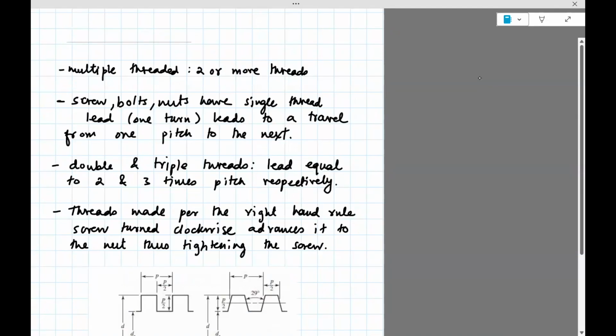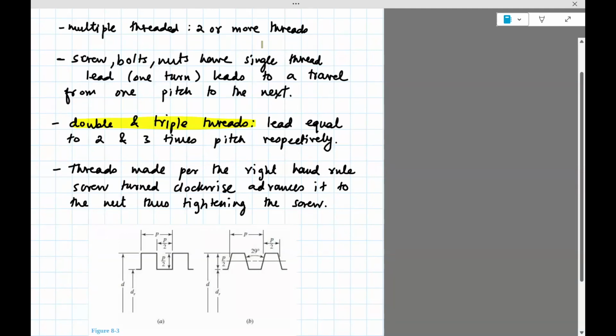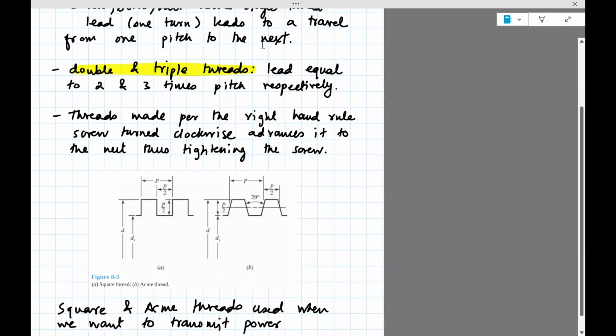Okay, so this is just a few more things I talked about. There could be double or triple threads. So this is basically where the lead comes in. Two or three times the pitch, then you have a double or triple thread. So it moves 2 or 3 pitches. Pitch was the distance between two troughs or crests. If it moves two of those in one turn, then it means that it's a double or triple thread. The two most common threads are the square thread, which is used for power transmission, and the Acme thread, which is at an angle.